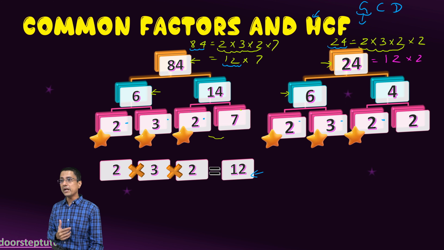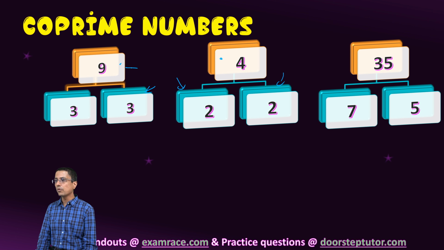Let's now move on to the next important concept. Again, very important. Coprime numbers. So what does that mean? It means that if two numbers, let's say 9 and 4, if I come up with the prime factorization of those numbers, that's what I have done here, I would not find any common prime factors between these two numbers. If that is the case, then those two numbers 9 and 4 are known as coprime.